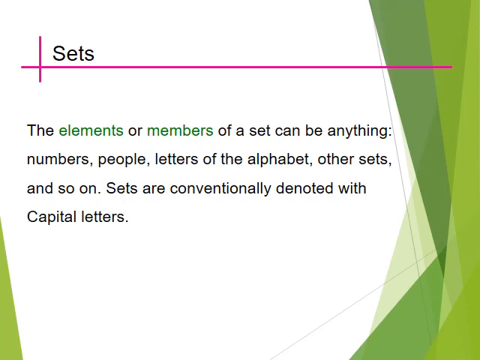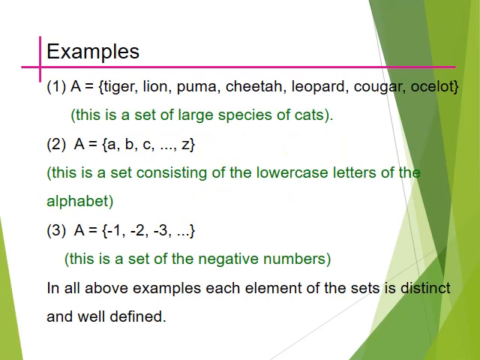The elements or members of a set can be anything. For example, numbers, people, letters of the alphabet, or other sets, and so on. Sets are conventionally denoted with capital letters. Here are some examples of sets. Number 1. Set A contains tiger, lion, puma, cheetah, leopard, cougar and ocelot. So this set contains the species of cats.